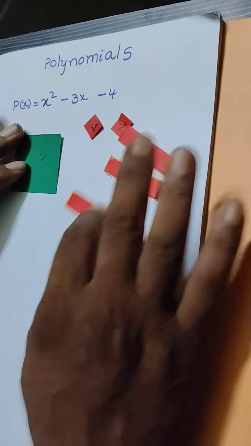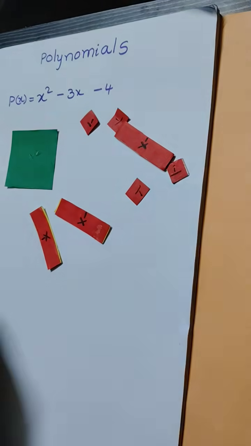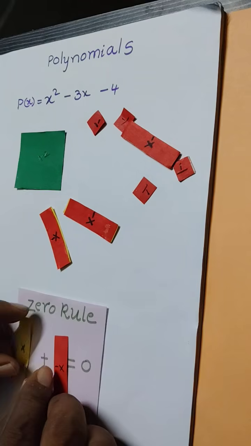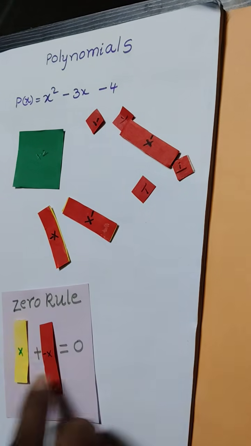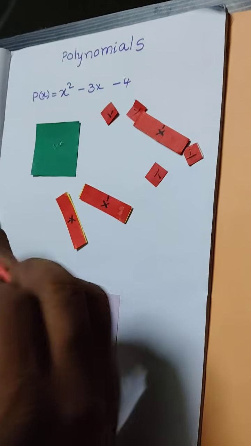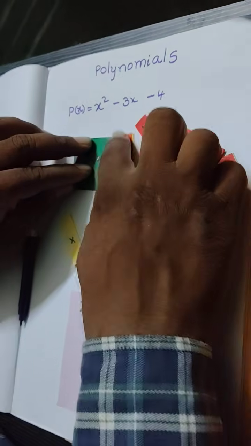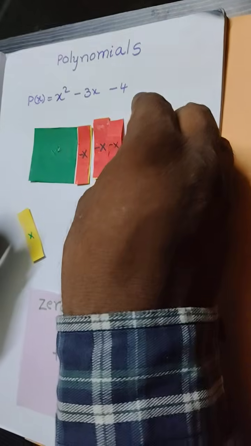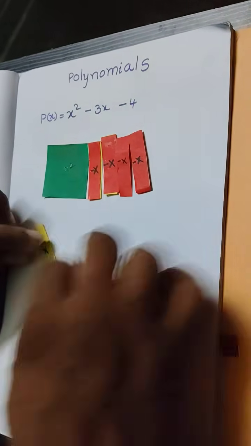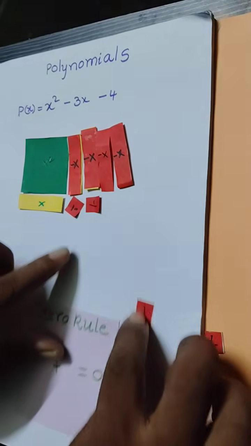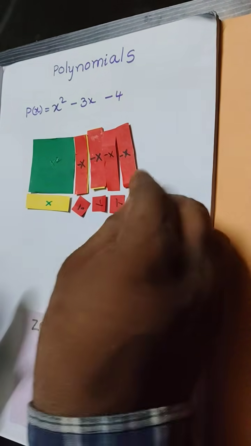So I applied the zero rule. Zero rule means one positive tile and one negative tile is equal to 0. So I included one positive tile and one negative tile. This one I arrange: -1, -1, -1, so this one also. Okay, with the 4, here I arrange plus x: 1, 2, 3, 4.